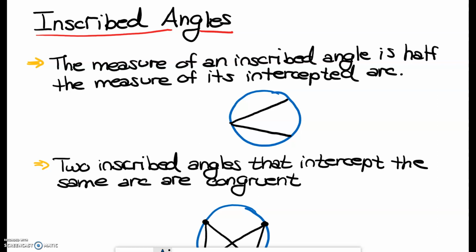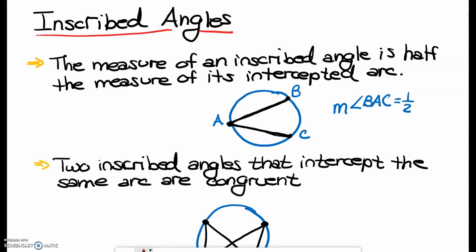So let's say this is A, B, and C. An inscribed angle is an angle that has a vertex on the circle and two endpoints on the circle. So angle A, or BAC, is an inscribed angle. So the measure of angle BAC is half the measure of the intercepted arc.